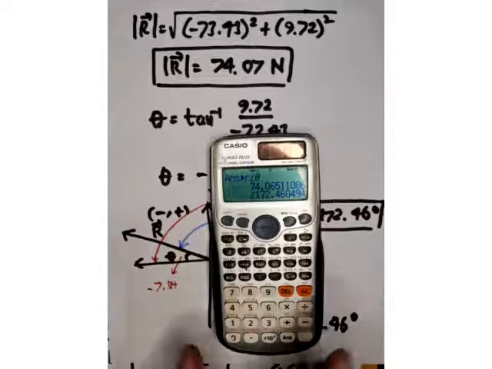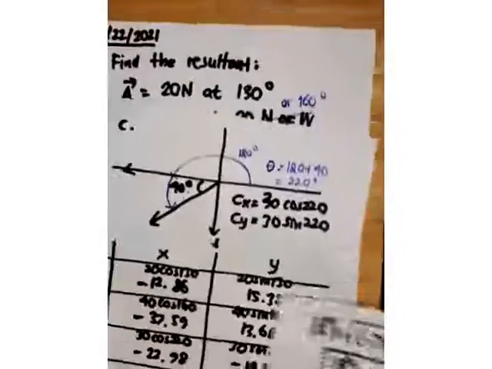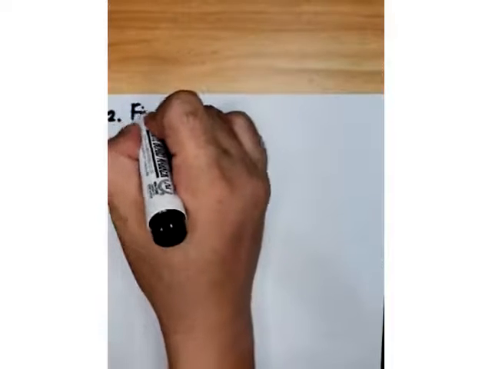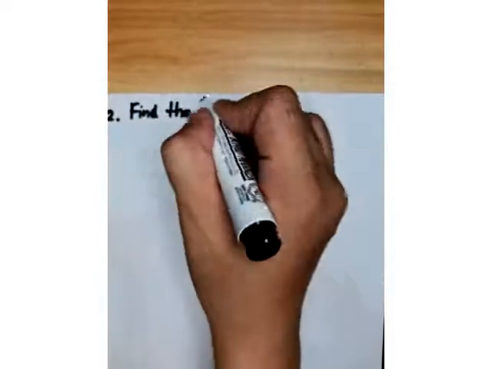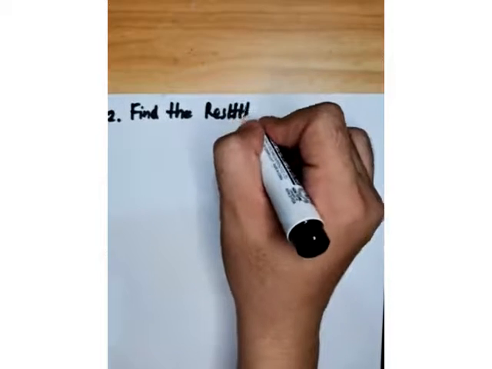Okay. Ano tayo? Magsosolve tayo ulit. May question ba? Magsosolve tayo ulit bago yung seatwork ninyo. Seatwork yung tatlo. Isa pa, 4 naman. So, number 2. Let's find the resultant. Find the resultant vector.